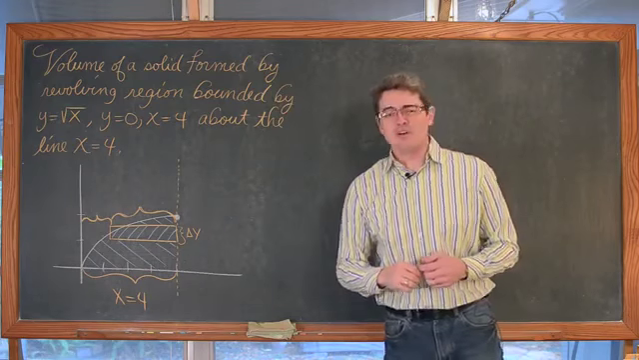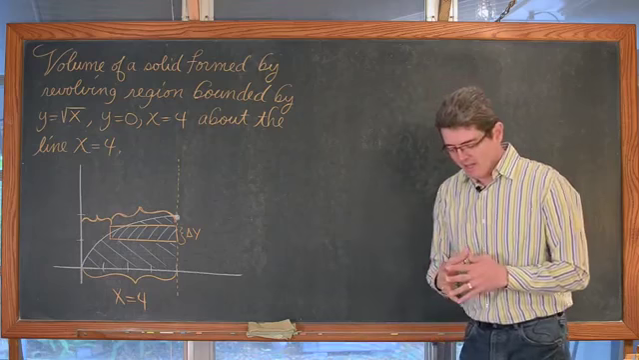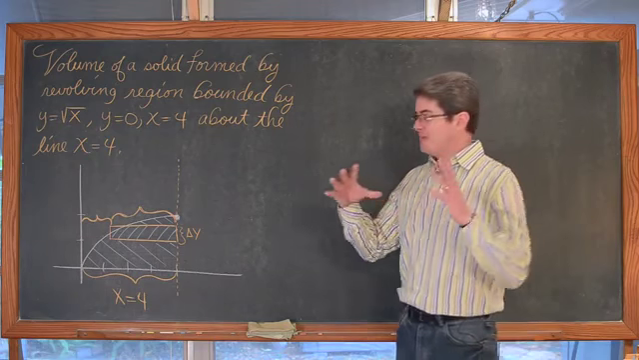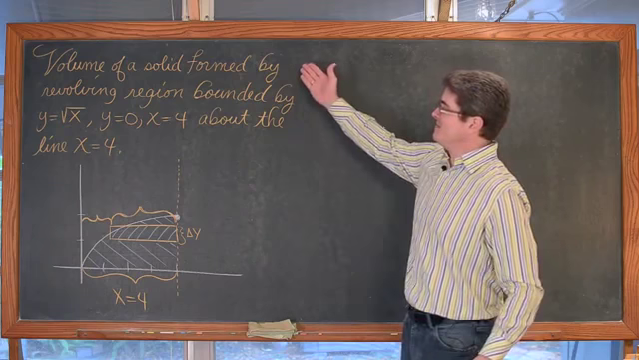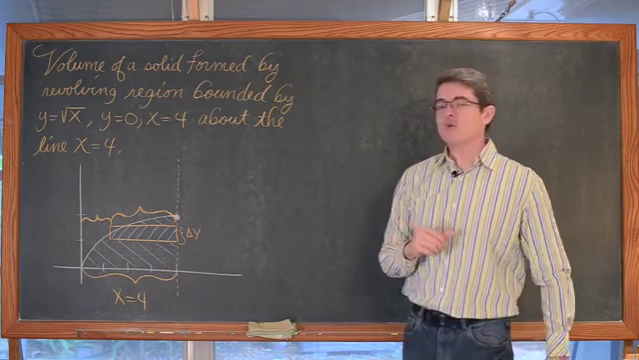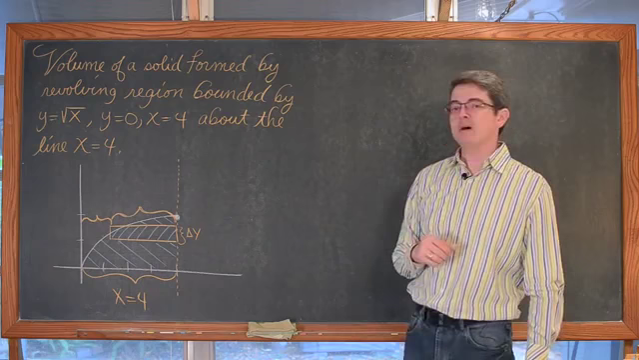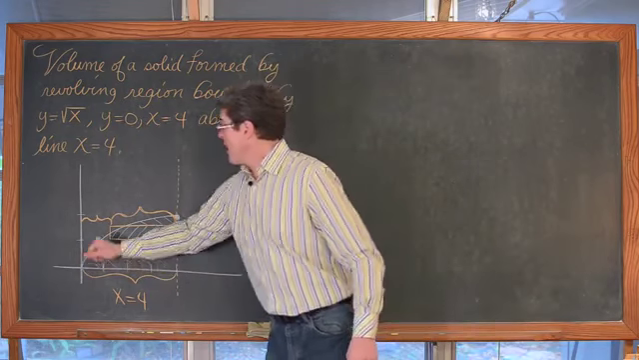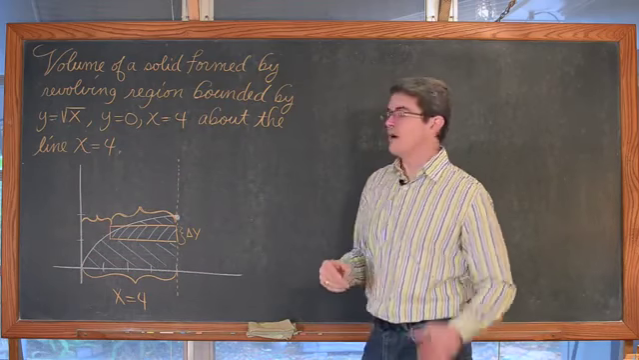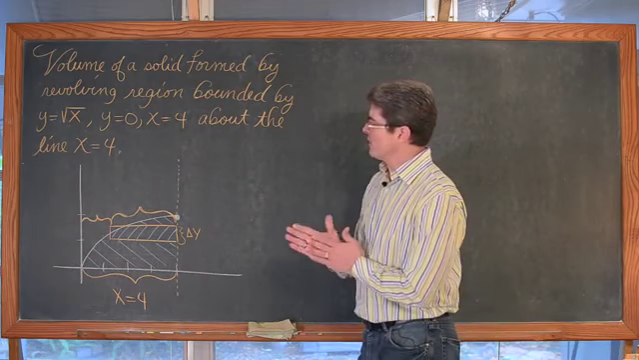Third and last example of finding the volume of a solid that is created by rotating basically just one function about a line where there's no hole in it. Find the volume of a solid formed by revolving a region bounded by y is equal to the square root of x, y is equal to 0, and x is equal to 4 about the line x equals 4.